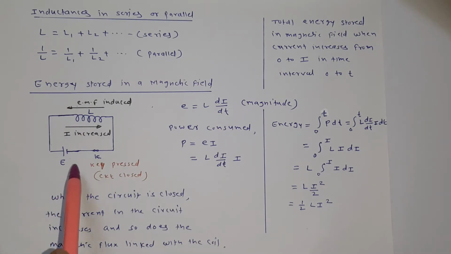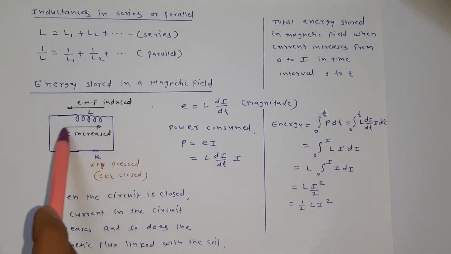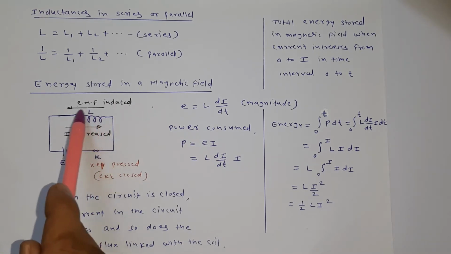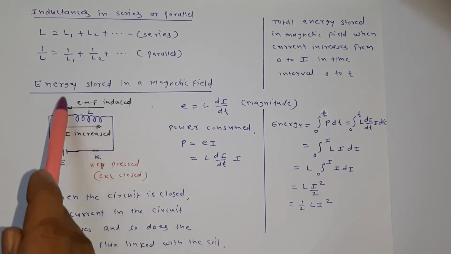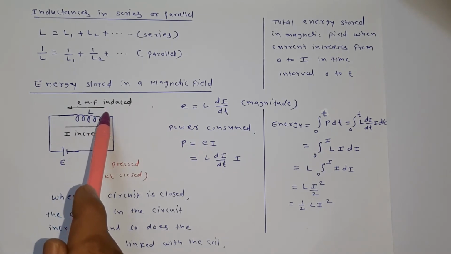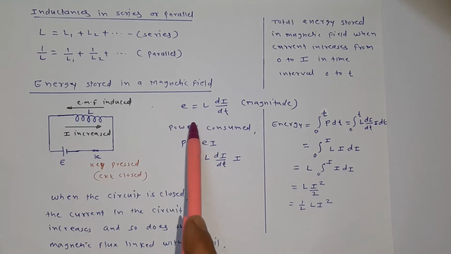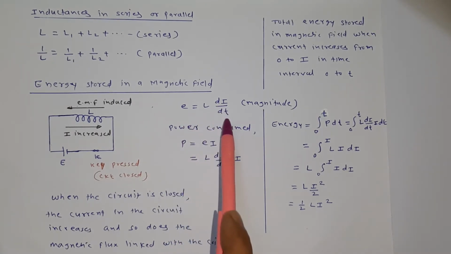Just as we discussed, when the key is closed, at that instant the current in the circuit increases. Because of the change in the current, the magnetic flux linked with the coil changes, and whenever there is a change in magnetic flux linked with the coil, EMF gets induced, and the direction of induced EMF is given by Lenz's law. When current increases, the induced EMF and the current are in opposite directions according to Lenz's law. So when the circuit is closed, the current increases, and so does the magnetic flux linked with the coil. The formula for EMF, only magnitude, is E = L di upon dt.